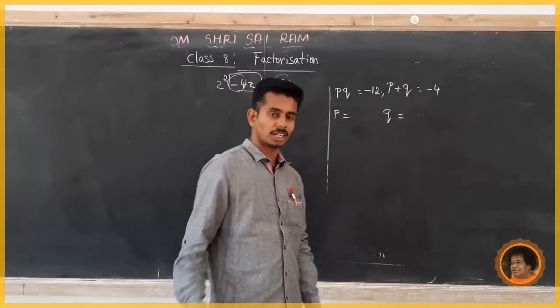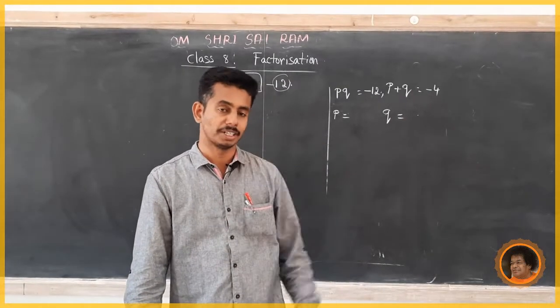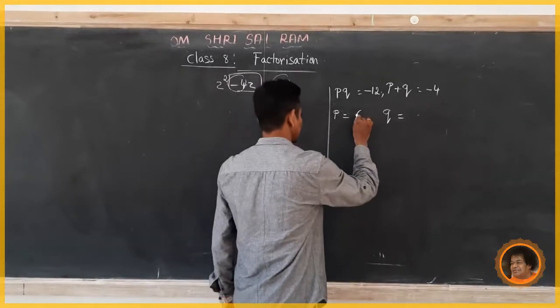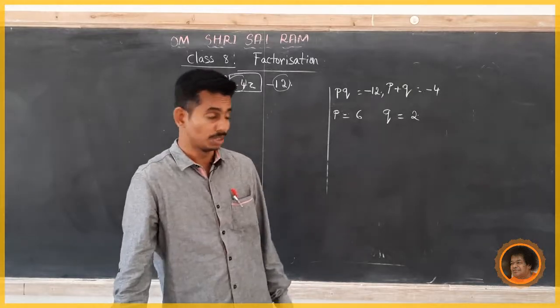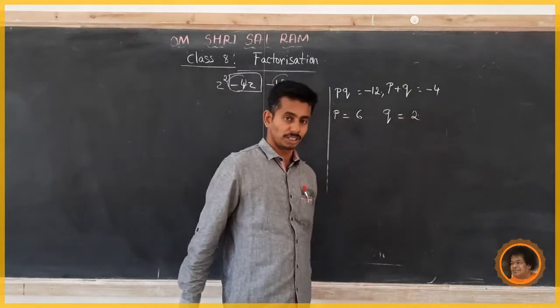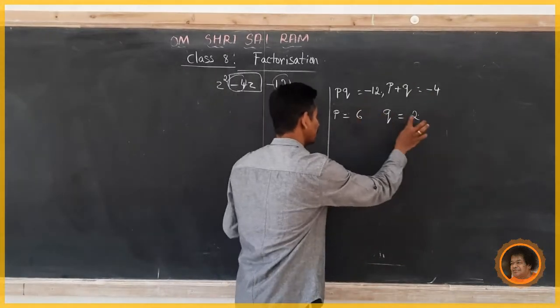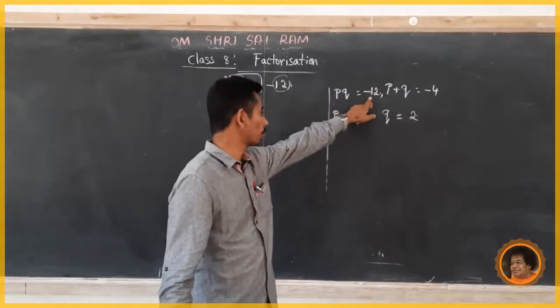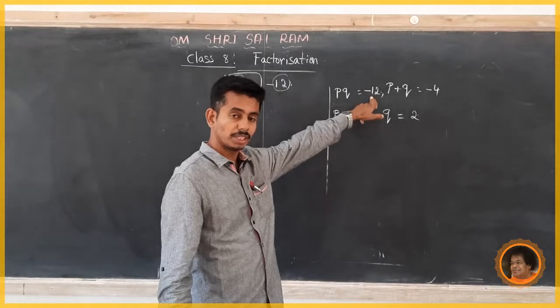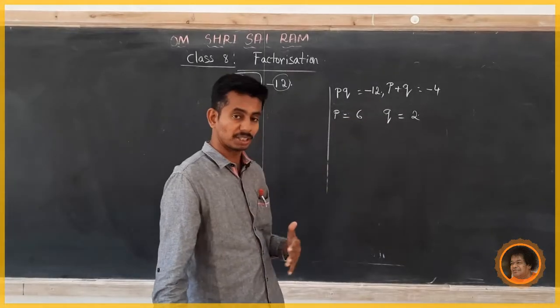So which numbers do we have to multiply or add? That is 6 twos are 12. 6 minus 2 is 4. Okay. Now 6 into 2 is 12. What is the product? pq equals minus 2a. So how do we get minus 2a?